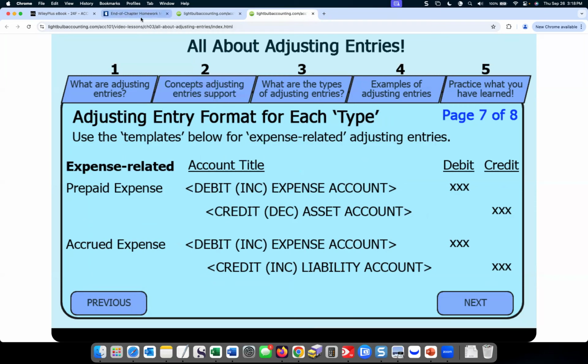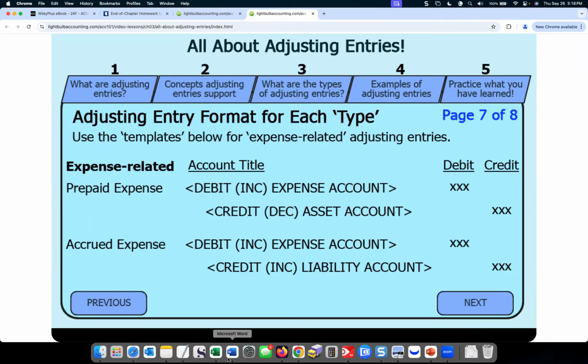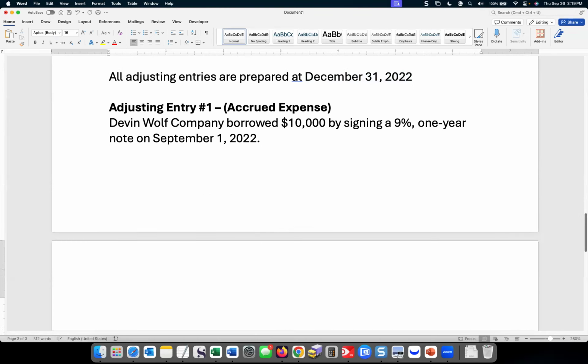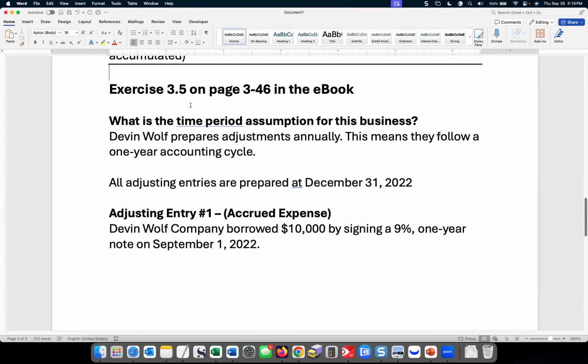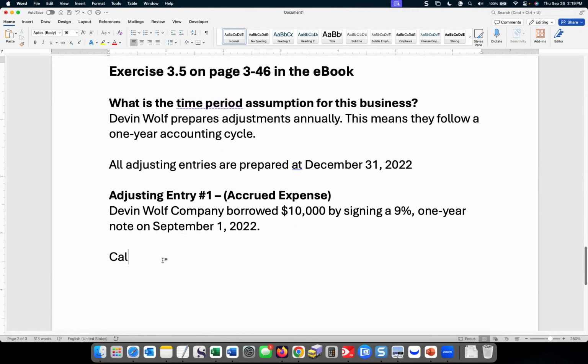Right now, we have to know for how much. Let me go back to my notes. We borrowed the money on September 1st, 2022, and we're preparing the entries at December 31st, 2022. So we have to calculate the interest. I want all that to be on one page, so let me shove all this down, and I'll clean this up when I post it. So, calculate the interest amount.